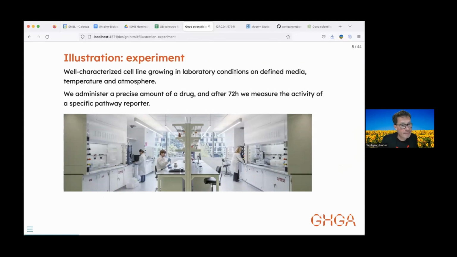So in an experiment, the typical example is a well-characterized cell line that grows in laboratory conditions on well-defined media, temperature and atmosphere. You administer a precise amount of a drug, and then after a specific amount of time, you measure something. Here everything is really well controlled, and in principle you need very few replicates to get the same result. If you do what you do here right, the outcome is pretty much prescribed, and there's not really much variation to expect.